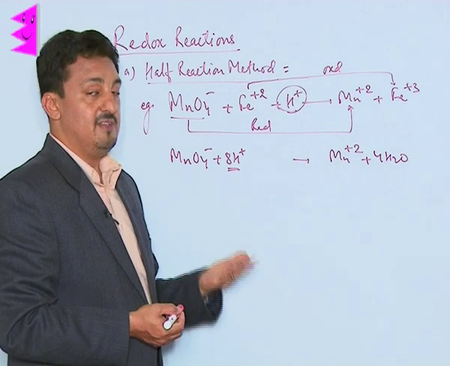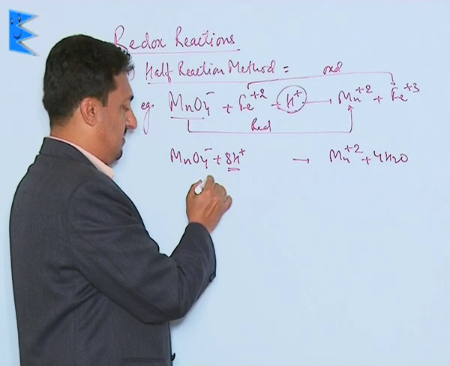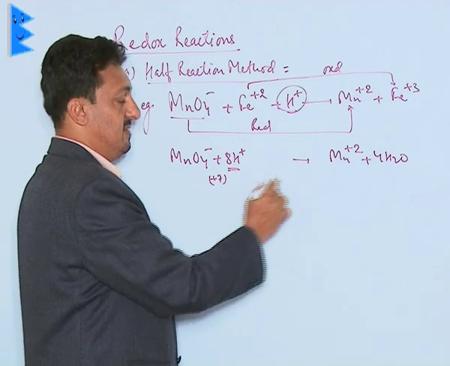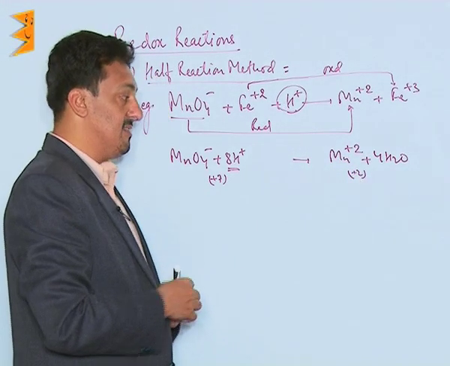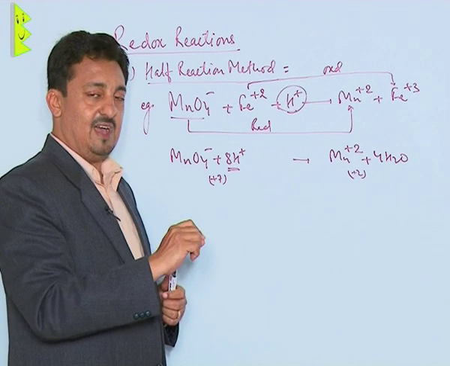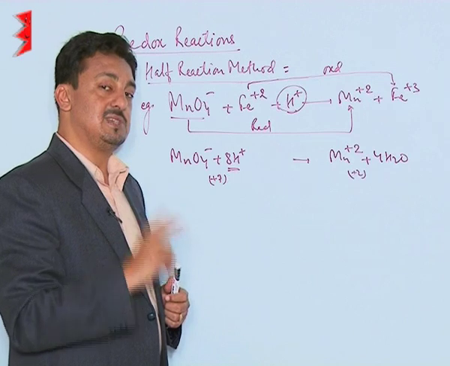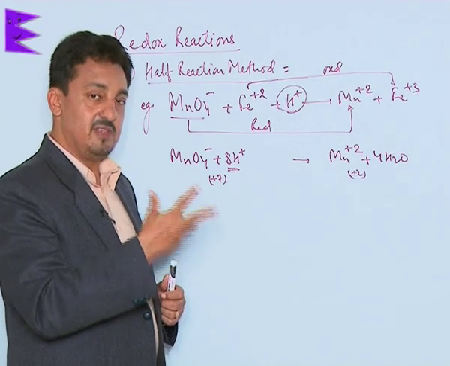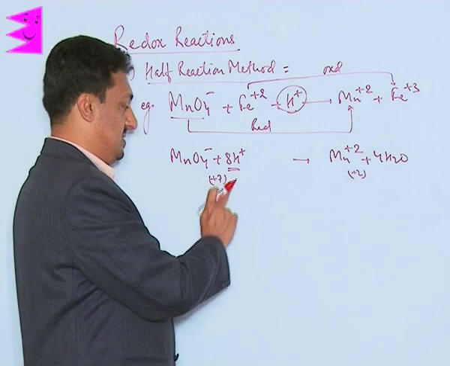How to balance now the charges? See here, there are 8 plus and 1 minus, so the net charge is 7 plus. Here there is only a plus 2 charge. And how can we now balance the charges? Simply understand this. Whenever electrons are added, they can only reduce the positive charge. So they will always be added to the side which is having a larger positive charge. Therefore, we can add electrons only to this side.